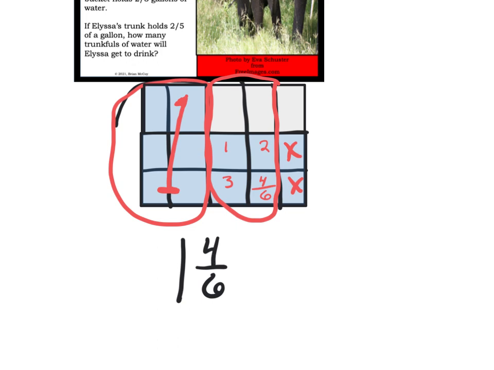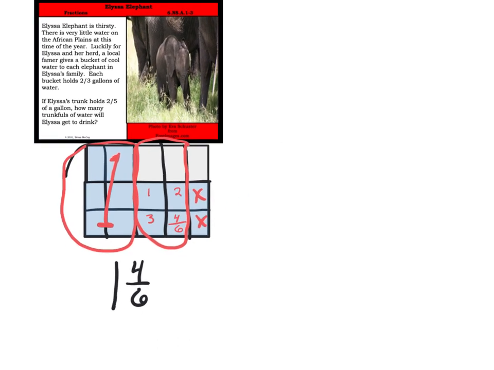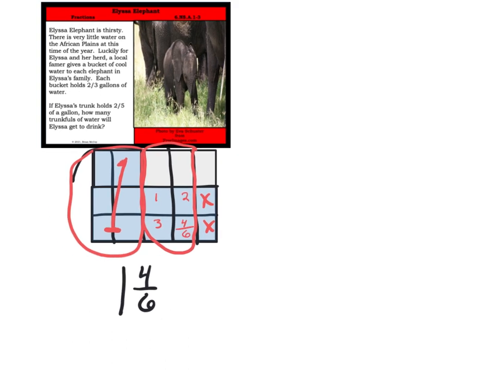Well, we're not quite done because this can be simplified, okay? But we'll come back to that because this mathematical model does a great job of illustrating how many trunkfuls of water she's going to get out of that 2/3 gallon bucket of water, right? She gets 1 full trunkful and then 4/6 left. Now, let's go ahead and see what the algorithm would look like.